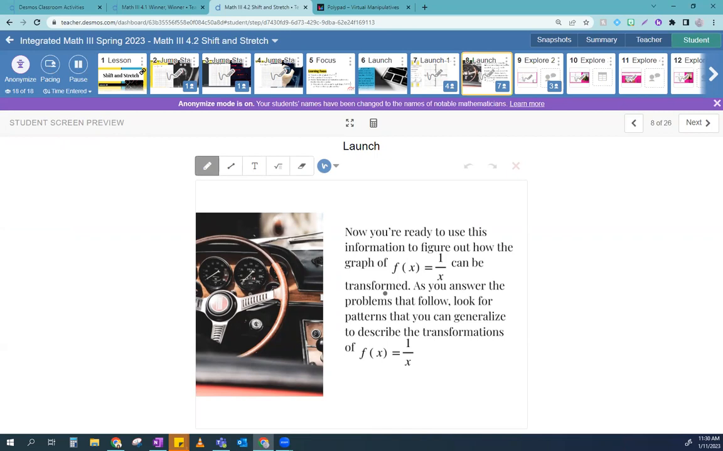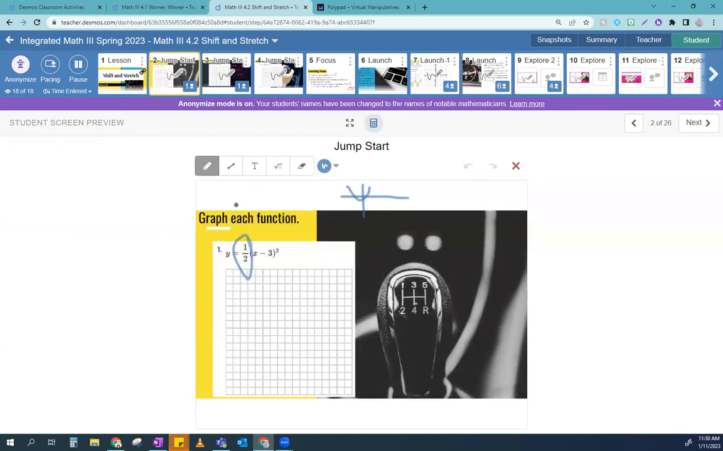I can stretch it. I can do all those things. Yes. Okay. As you answer the problems that follow, look for patterns that you can generalize to describe the transformation. The biggest questions that you should have is, does X still live in backwards land? Does Y not live in backwards land? If I see numbers, will I do the same things that I think I should be doing to them?